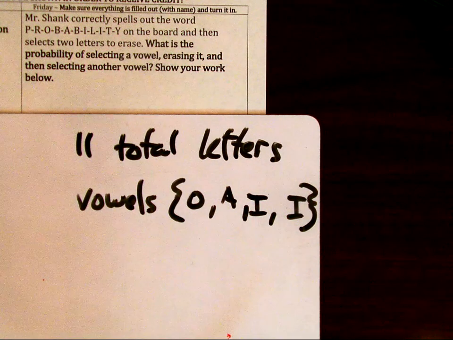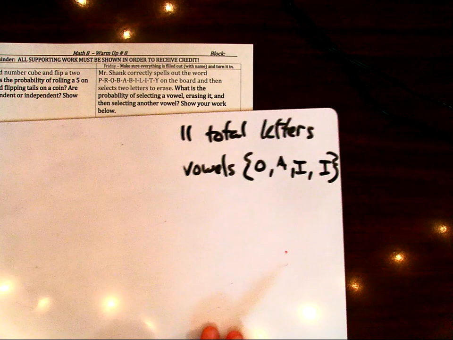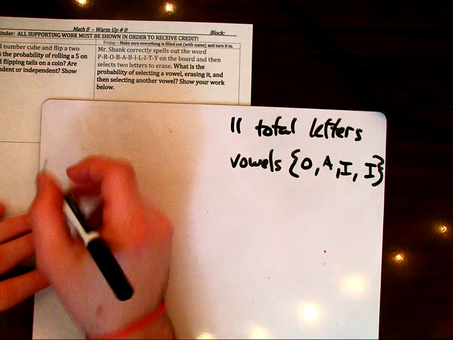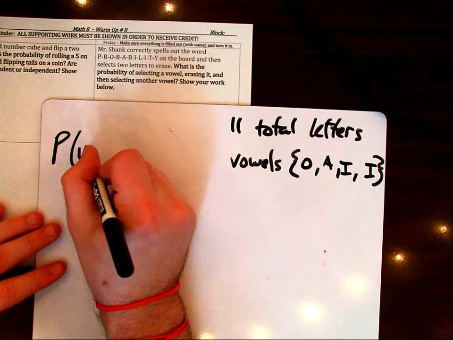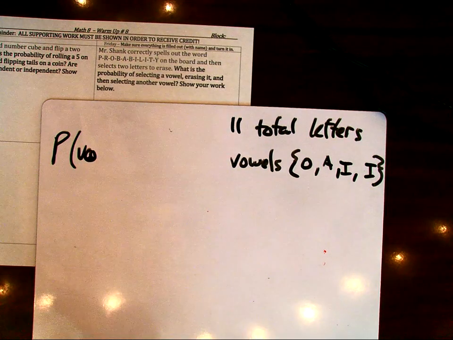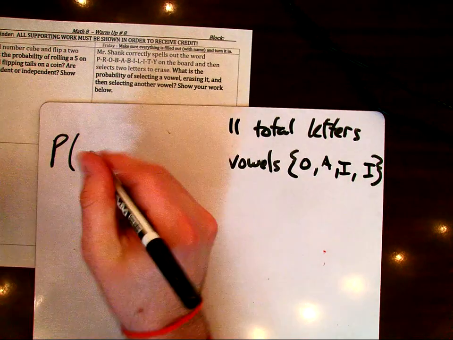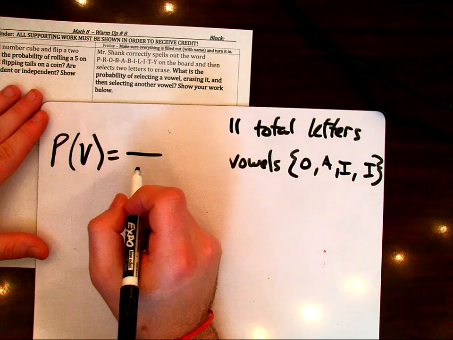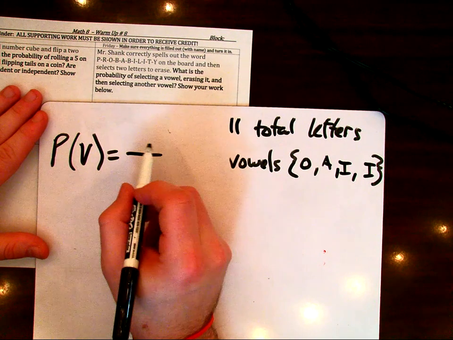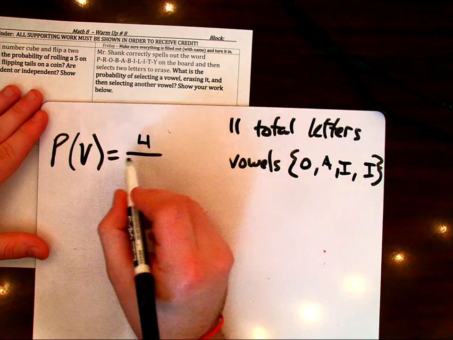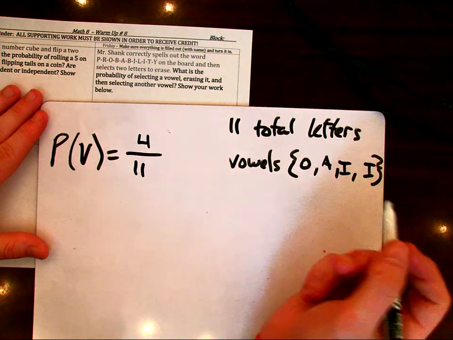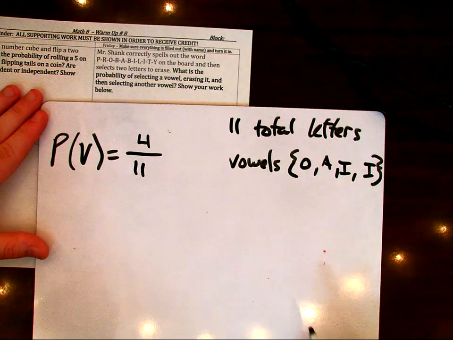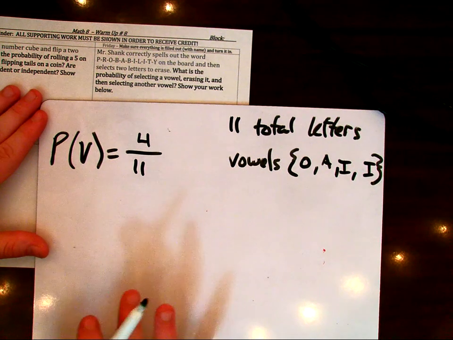All right, so what can we do here? Out of these four vowels, the probability of picking a vowel, I'll put a V in there for vowel, is that ratio. In the numerator, we have the count of vowels, so we have 4, out of the total count, which is 11. Again, that's our simple probability. Real simple, and you're good.